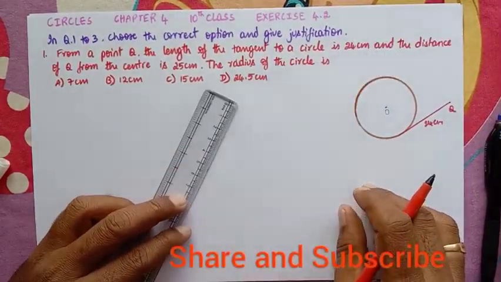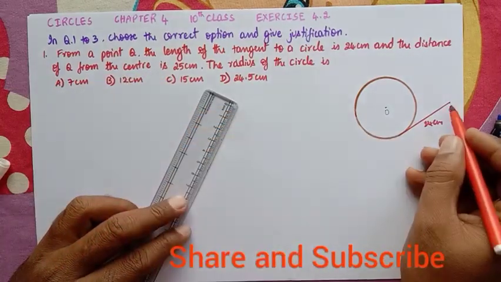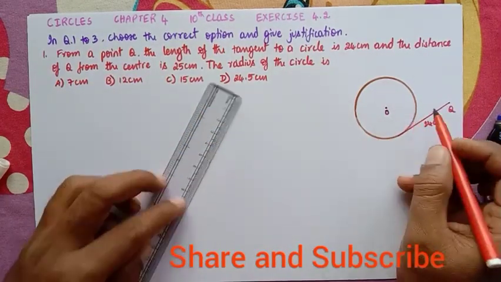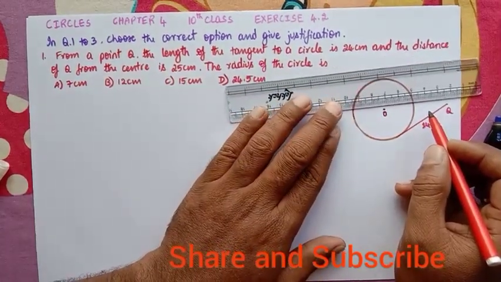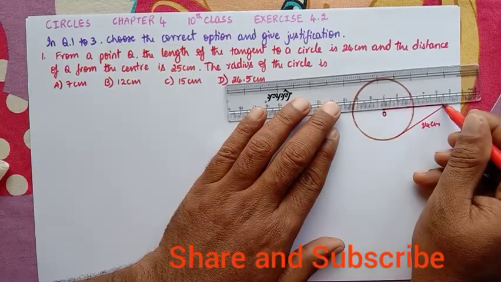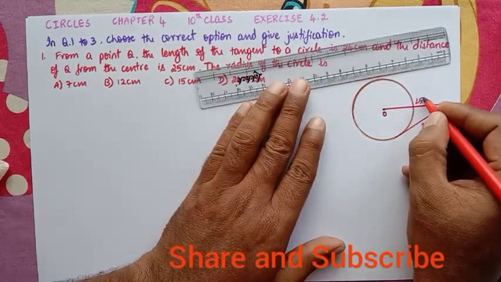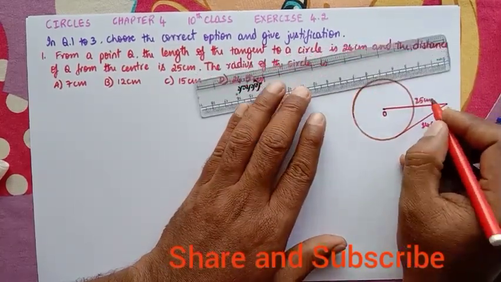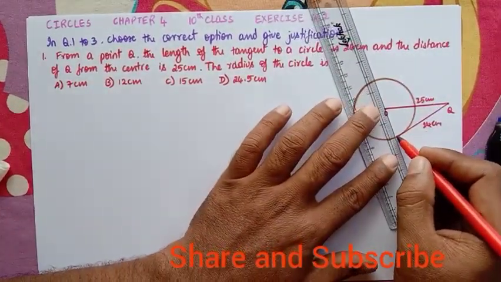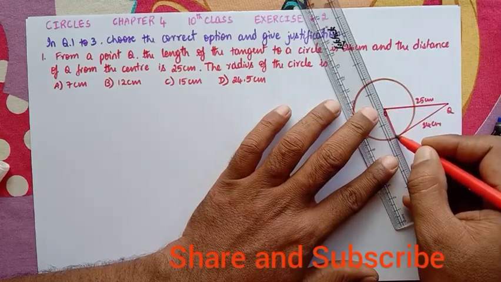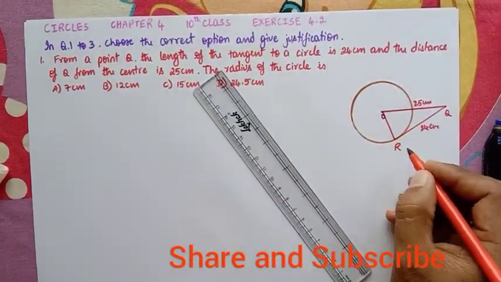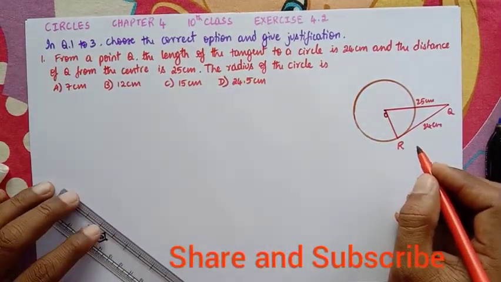And the distance of Q from the center O is 25 centimeter. This is center O. This one is 25 centimeter. And then what we have to find here is the radius. How much is the radius? Let me take this point as R.